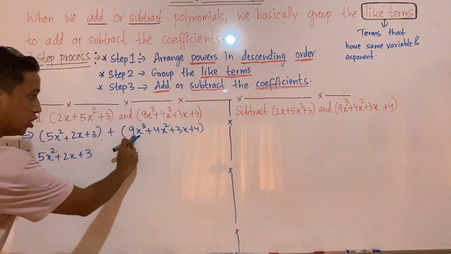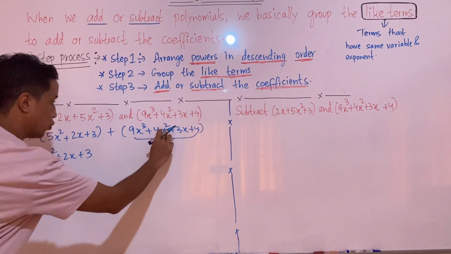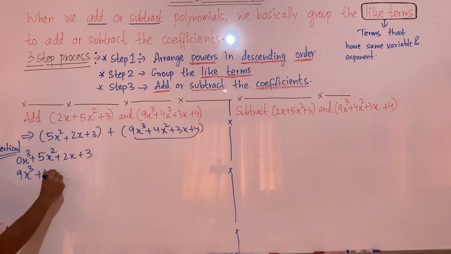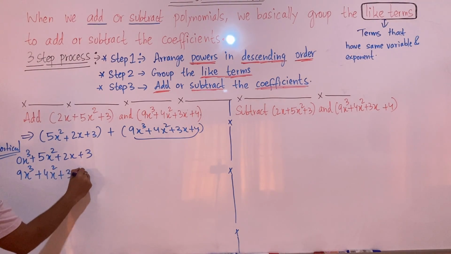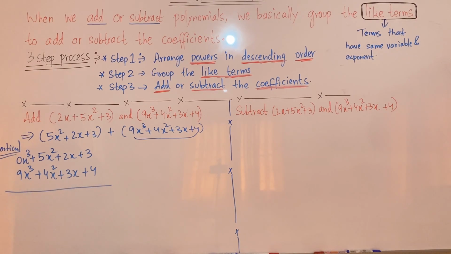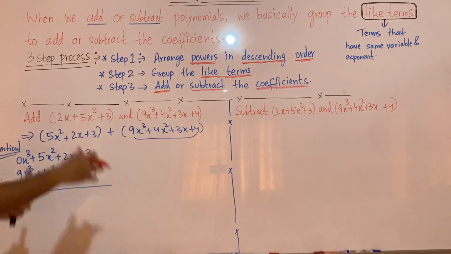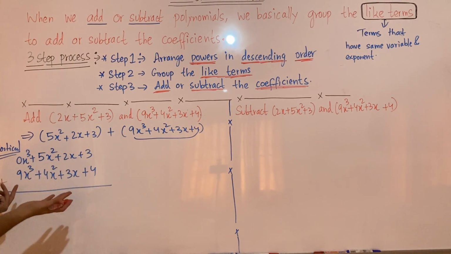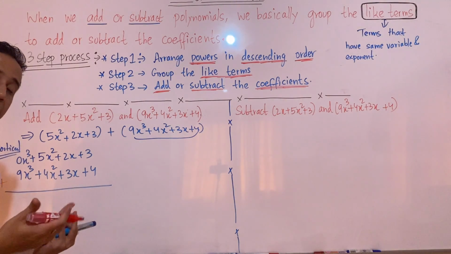Okay, so now look at this expression. This expression will come just under this expression. It would be 9x cubed plus 4x squared plus 3x plus 4. Okay, now you have to plus, so for plus I will use the plus sign here. Now group the like terms. If you look at both these expressions, the like terms are already grouped.